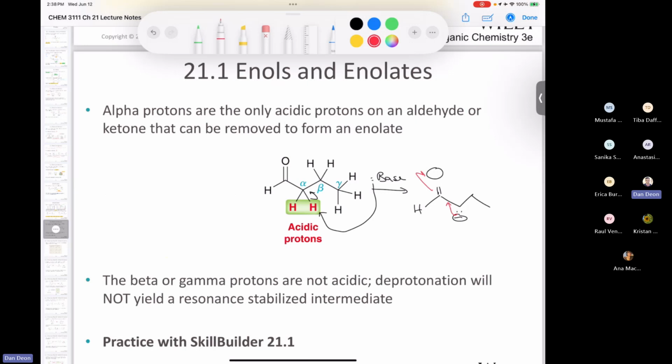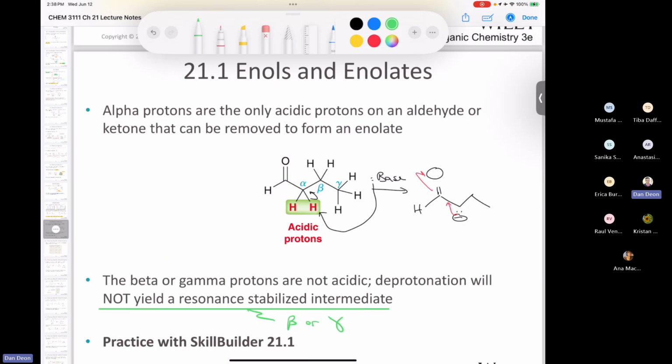Now, also, the beta and the gamma protons, those are not acidic. Why not? That's a really good question. Sometimes you might wonder, well, why don't I pull off one of these or one of these? Well, the answer is they're not as acidic. They have a higher pKa, and the reason is that if you pull off one of those protons, the beta or the gamma, you end up with something that is not resonance stabilized. It does not yield a resonance stabilized intermediate if you pull off the beta or gamma protons or delta protons, whatever.